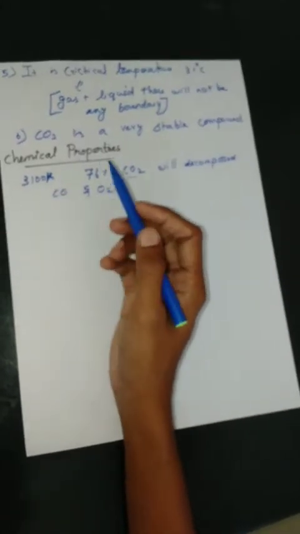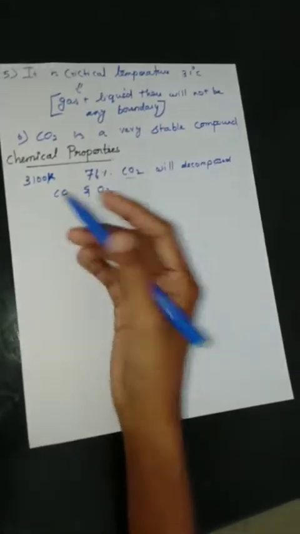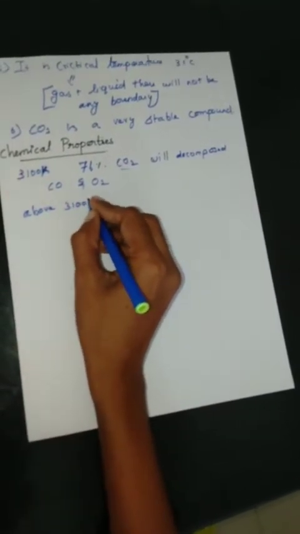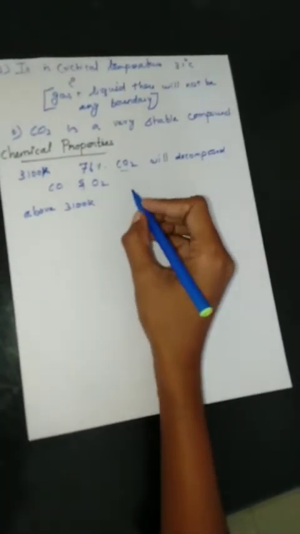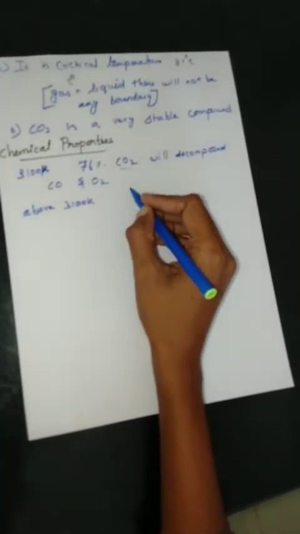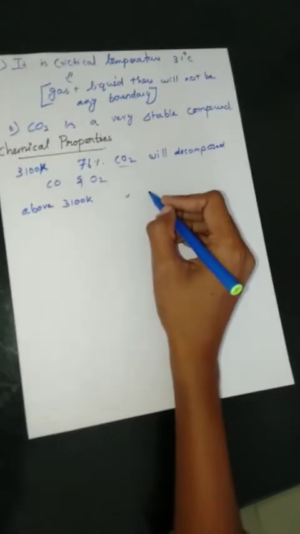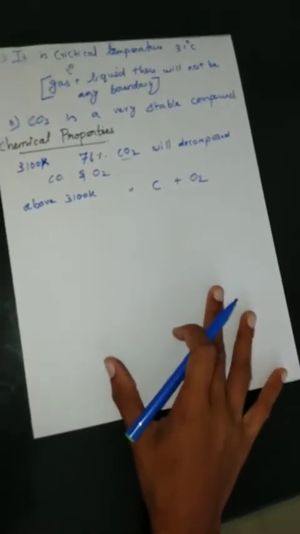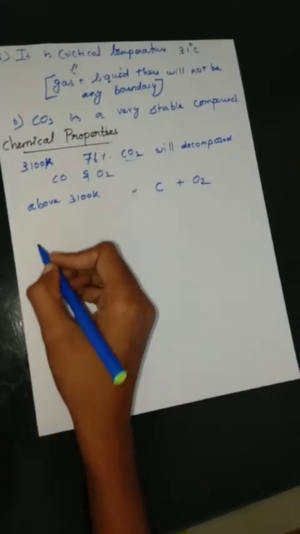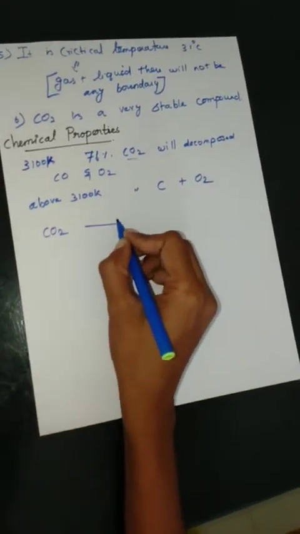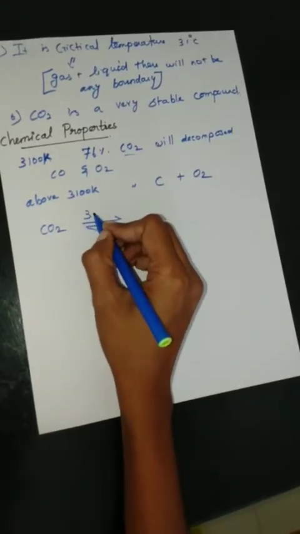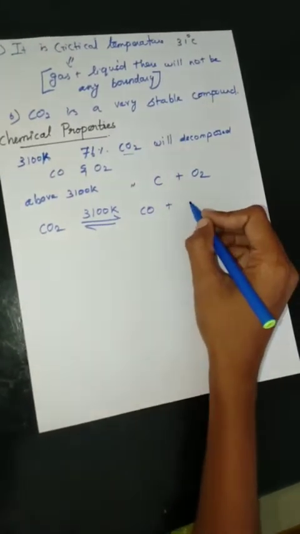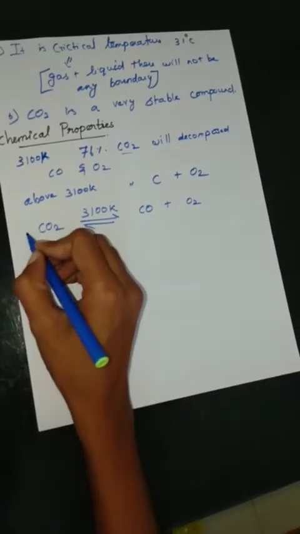This is at high temperature. Above 3100 Kelvin, carbon dioxide will decompose into carbon plus oxygen. Let us see the reactions. Carbon dioxide heated at 3100 Kelvin gives carbon monoxide and oxygen. This is the first reaction.